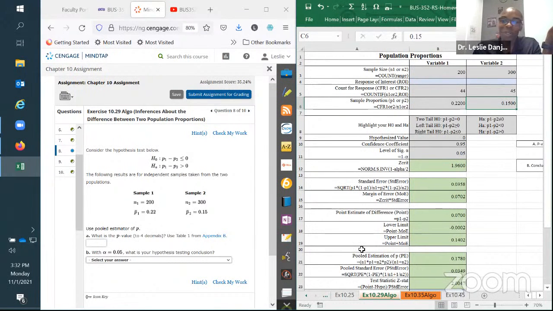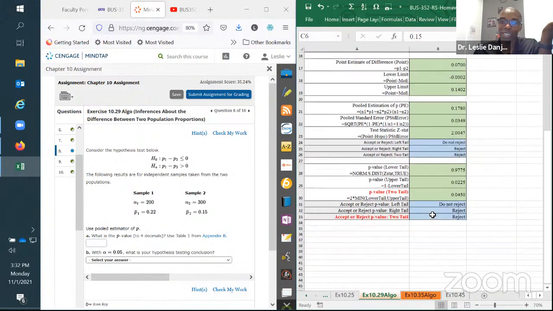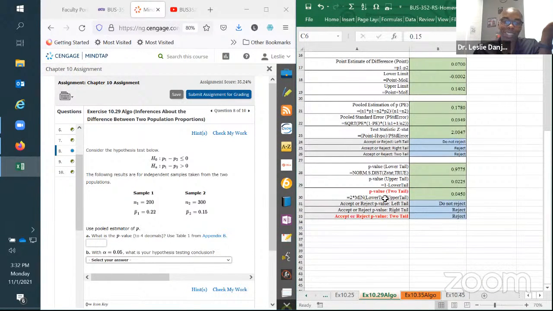So you got everything, y'all. What is your p-value for a right-tailed test? Scroll down, not two-tail. In my example, it is just for a right-tailed test. So what is it?